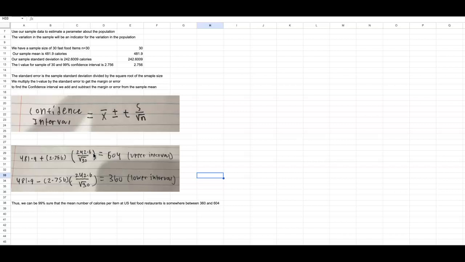So once we've gotten, since we're using a 99% confidence interval, this can be interpreted as, we can be 99% sure that the mean number of calories per item at U.S. fast food restaurants is somewhere between our lower limit 360 and our upper limit, 604.